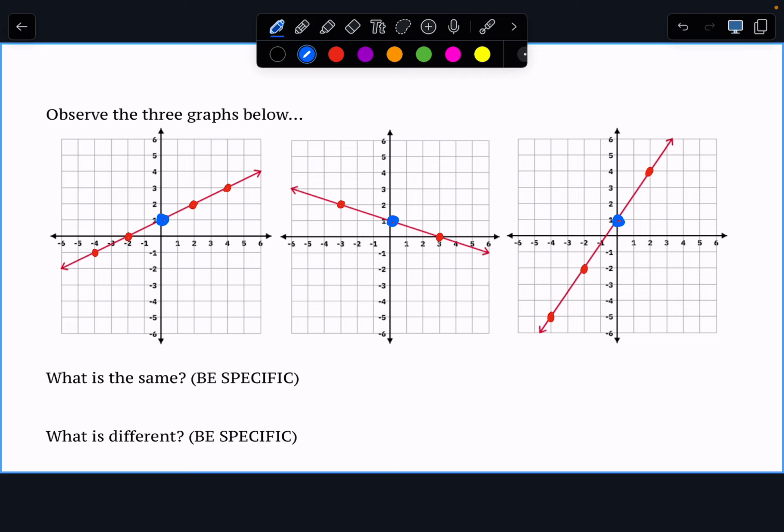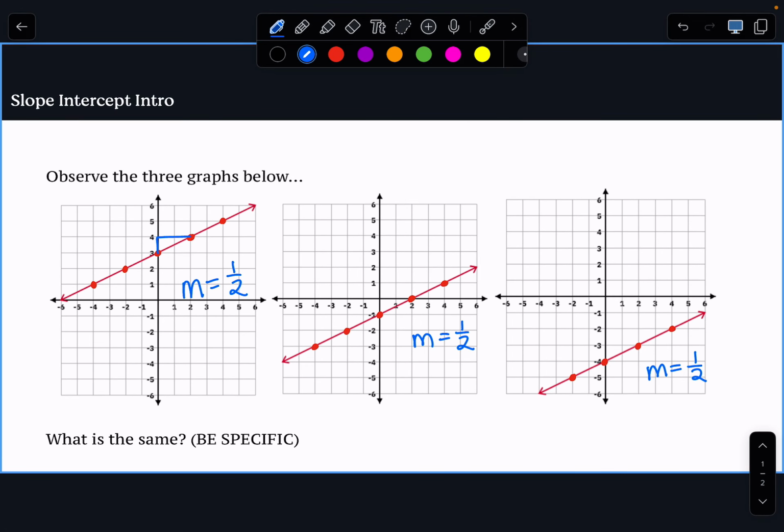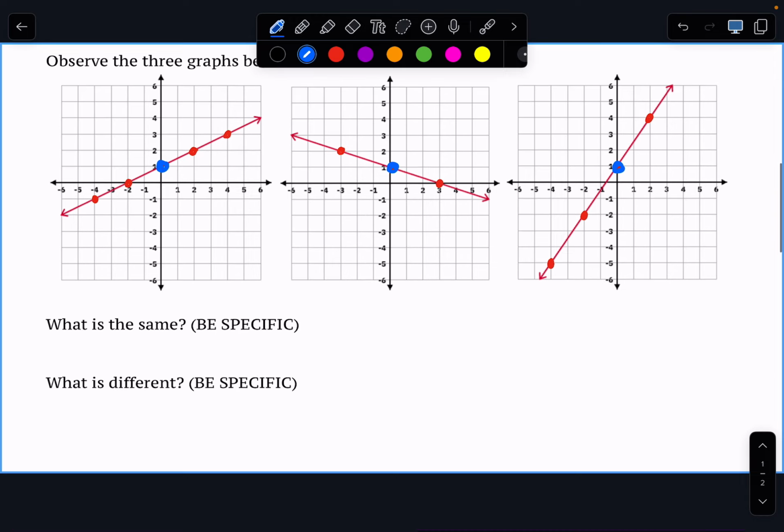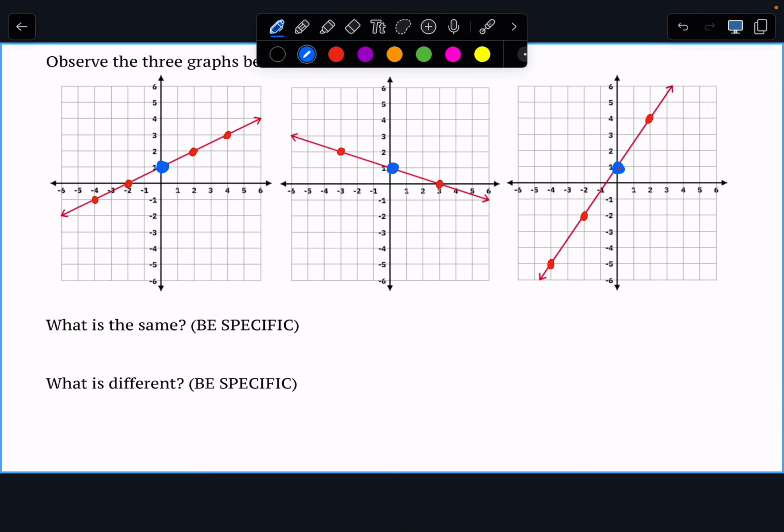So there are two things that work together to make a graph of a line unique. Up here, they all had the same slope, but they were in different locations, so they looked different. Over here, they all hit the y-axis at 1, but they had different slopes. So when you put that together, we have a specific slope, a specific starting point, or height, if you will. That together makes a unique graph of a line, okay?